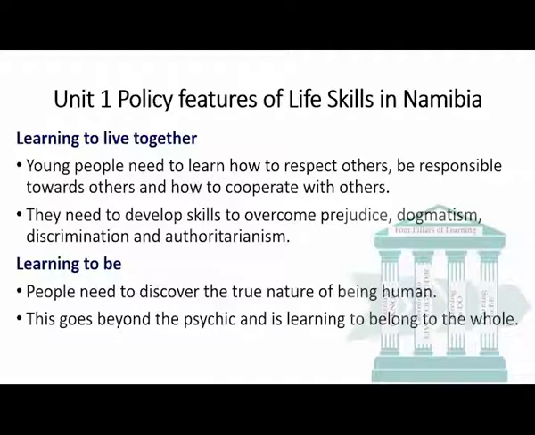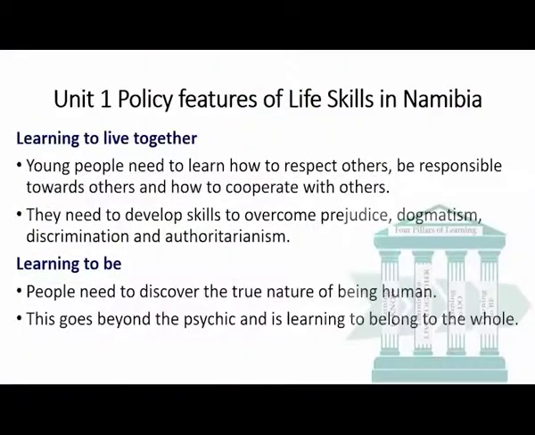What is authoritarianism? When we deal with authoritarianism, then you enforce, it's like a strict, obedient authority at the expense of other people. You don't need to be so strict, but you are so strict, and then it makes other people unhappy. So this is also a problem. Learning to be, it's the last one, the fourth one. People need to discover the true nature of being human. This goes beyond the psychic and is learning to belong to the whole.